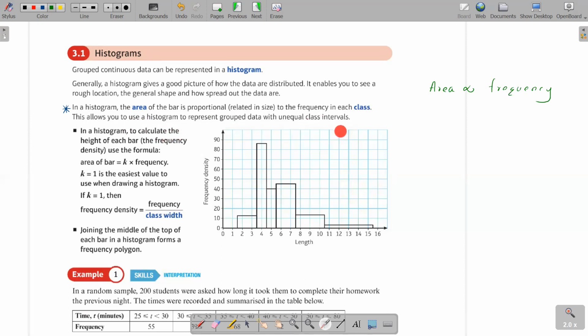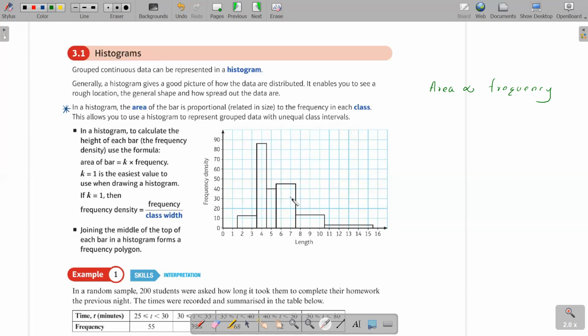In histograms, there are several important things. First, you can have bars with different class intervals. Also, you need to remember there are no gaps between bars. The place where one bar ends, the other bar should immediately start. Do you understand? There should be no gaps.